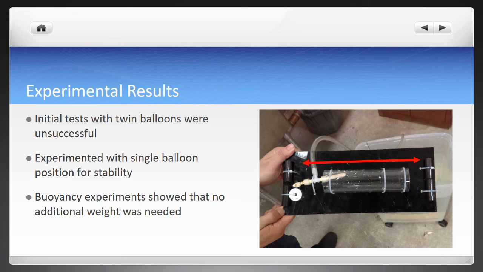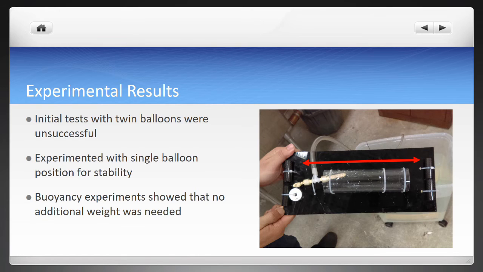The final experiment was to determine how much weight needed to be added or subtracted for the current design to sink when deflated, float when fully inflated, and remain neutral in between. We discovered that no weight needed to be added or subtracted for the prototype to perform optimally in all situations.